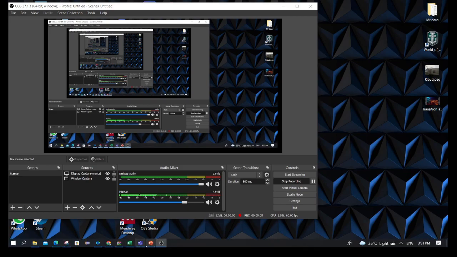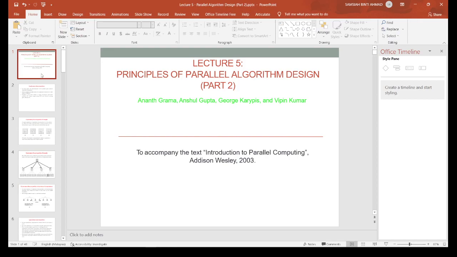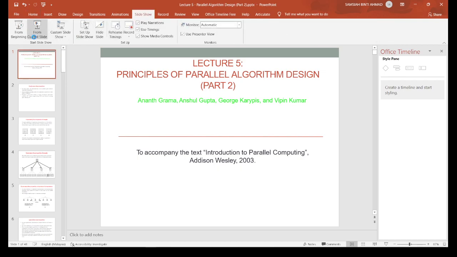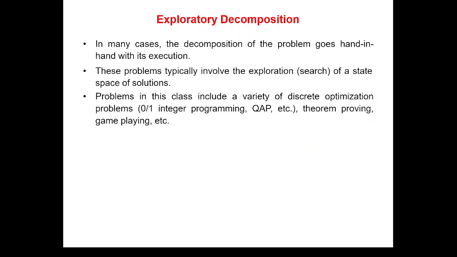Okay, so today we will go to the chapter lecture 5, which is the principles of parallel algorithm design in part 2. This one is actually continuous from your decomposition technique, which is the exploratory decomposition.